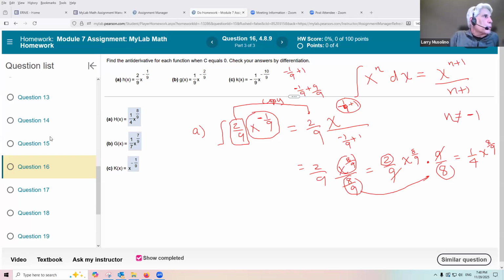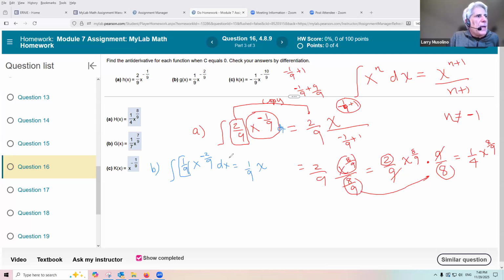Okay, so again, this rule applies even if the exponents are messy fractions, and even if they're negative. Let's do part B. Integral of 1 over 9 x to the -2 over 9 dx. All right, the 1 over 9 is a constant in front. I'm just going to copy it.